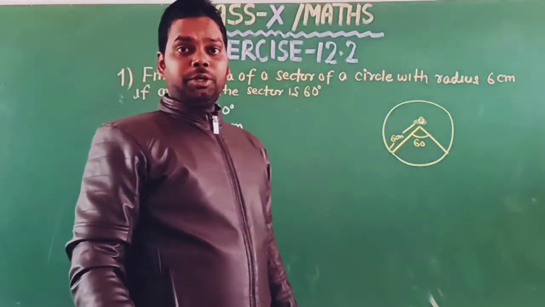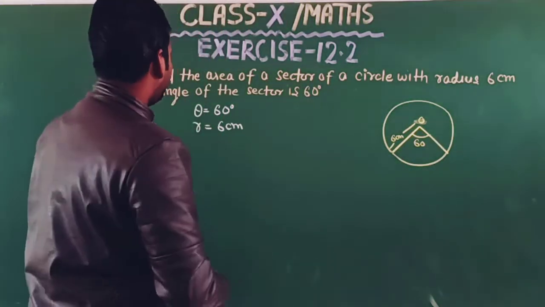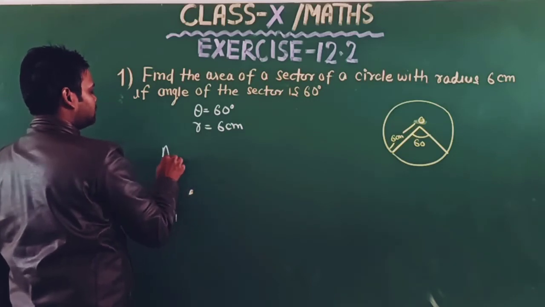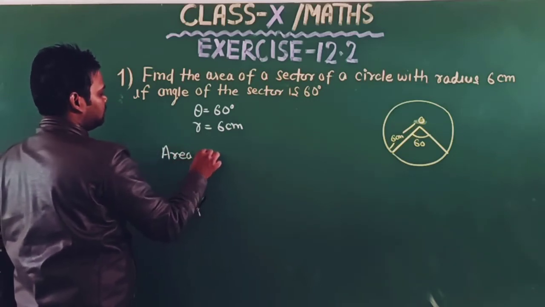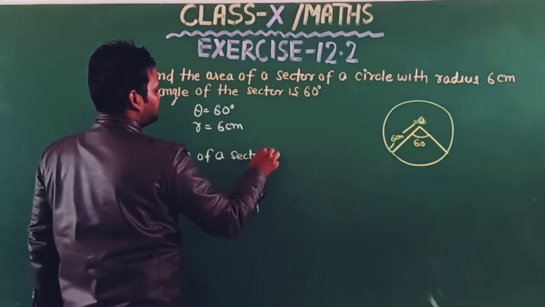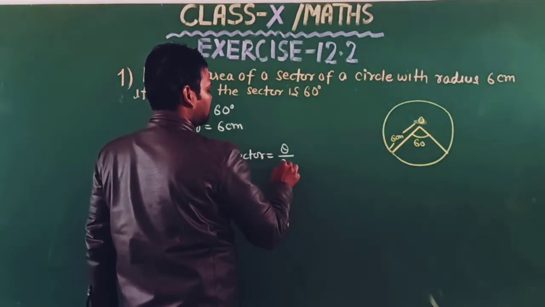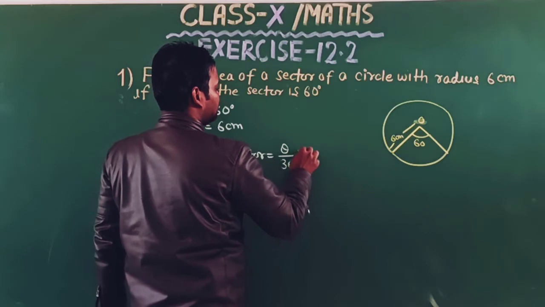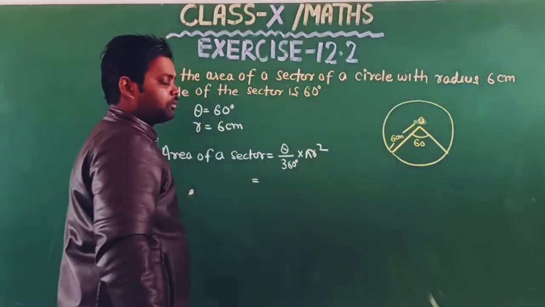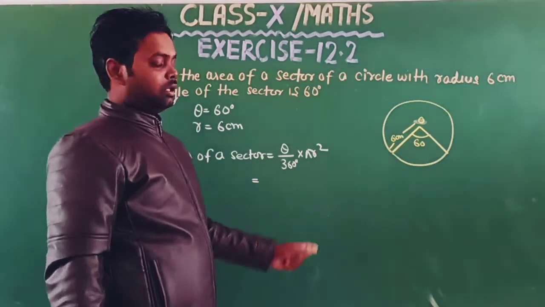So dear children, we know the formula of the area of the sector. Area of a sector equal to theta upon 360 degree into pi r square. Now substituting the value of theta and r over here.